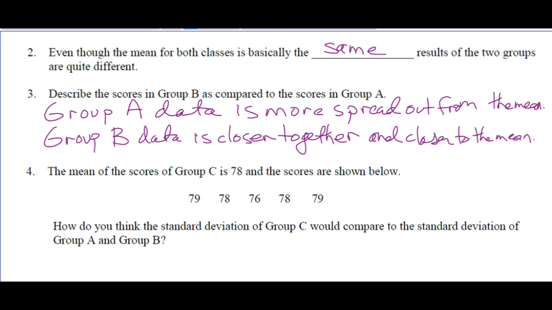Okay, and so standard deviation is a way of describing that, right? It's a way of putting a number to it, and we can say, oh, look, that number, that standard deviation for Group A, which is 14.27, and the standard deviation for Group B is 3.4, that's a much smaller number.